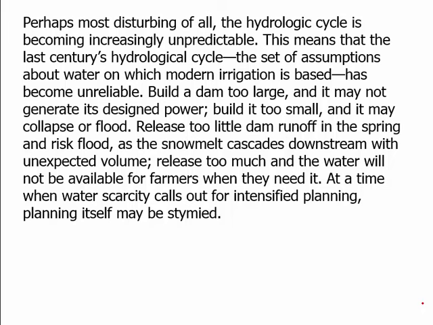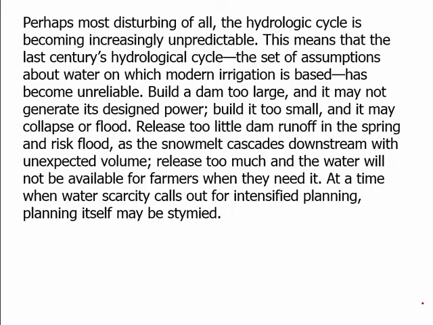This means that the last century's hydrological cycle, the set of assumptions about water on which modern irrigation is based, has become unreliable. Build a dam too large, and it may not generate its design power. Build it too small, and it may collapse or flood. And so there's the problem with how do we build a dam? And if we can't predict, we're going to have trouble building dams.